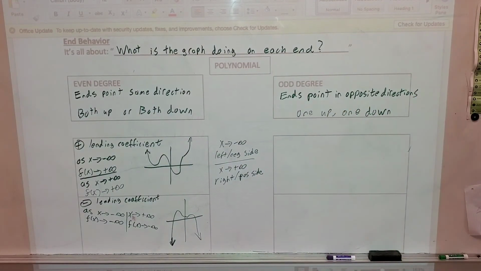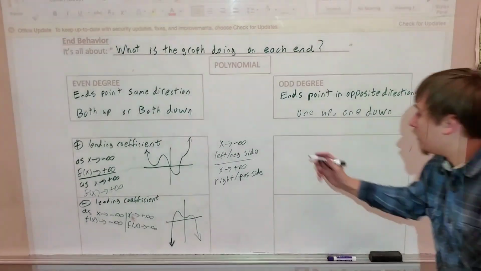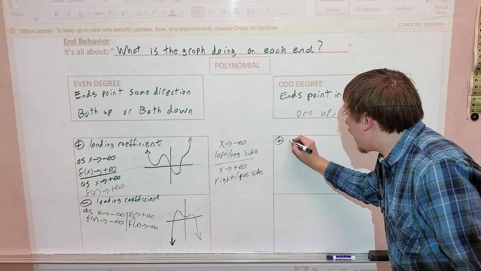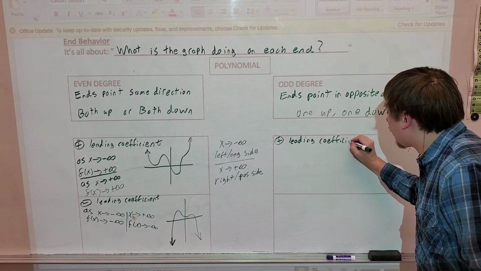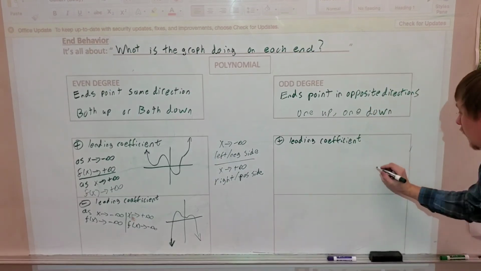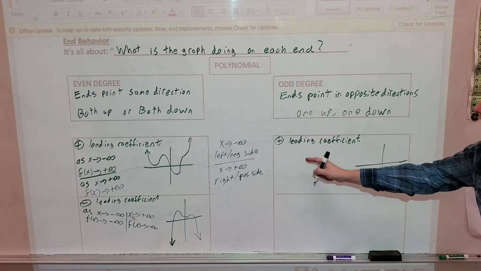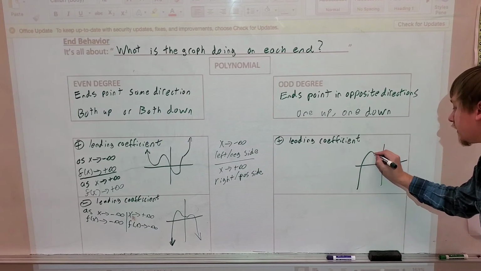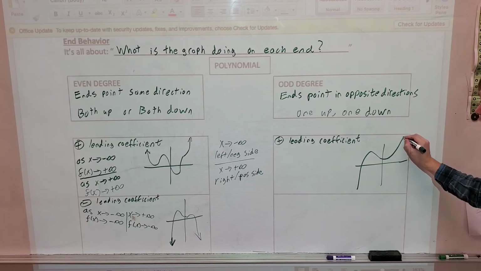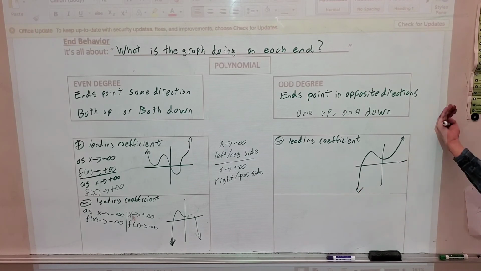Now let's take a look at the odd degree polynomial, and it's going to split exactly the same: positive leading coefficient, negative leading coefficient. So if we have a positive leading coefficient, then what is that going to look like? Now one end should be up, one end should be down. If we have a positive leading coefficient, then the negative side will come from the negatives. So it'll look something like this. And the positive side will go up to more positive. So on the left, we're coming from the bottom. On the right side, it's going up and up forever.